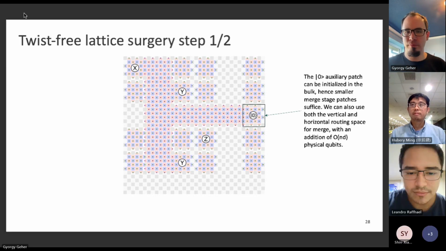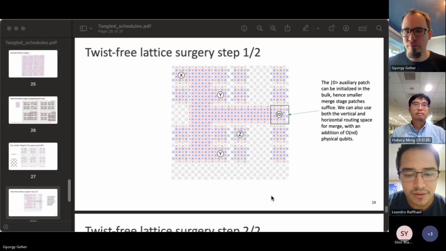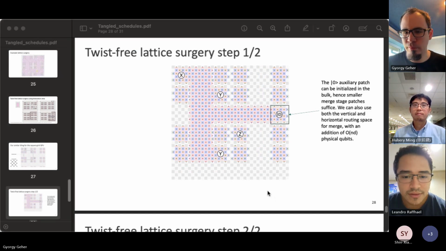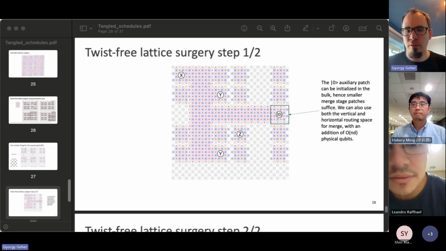So could I ask, you say that the auxiliary patch should be close to the qubit that you want to measure? So how to choose the... Yes. Yes. Okay.